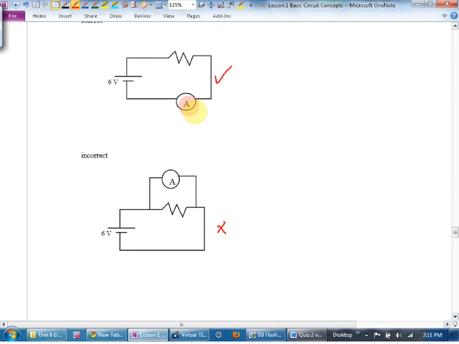So the ammeter, you want to put that inside the circuit. Where? Well, it depends on what you're trying to measure. For more complicated circuits, we'll have to ask ourselves that.